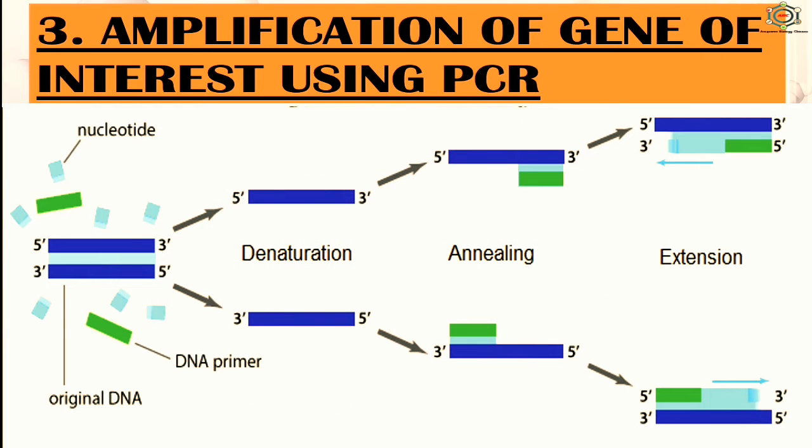Denaturation is followed by annealing. Anneal means join. So during this step, two oligonucleotide primers hybridize to each of the single-stranded DNA templates in the presence of an excess of synthetic oligonucleotides. Annealing is carried out at a lower temperature, that is 40 to 60 degrees Celsius.